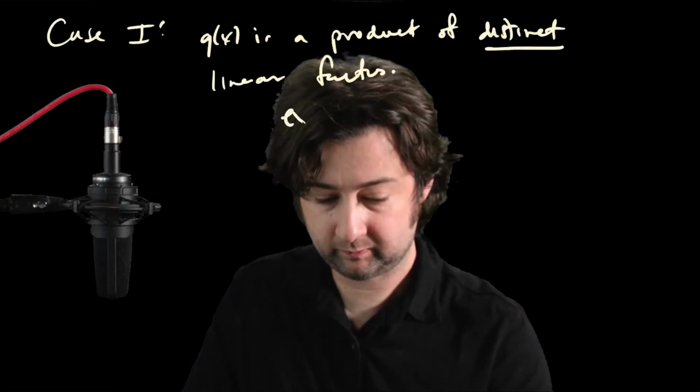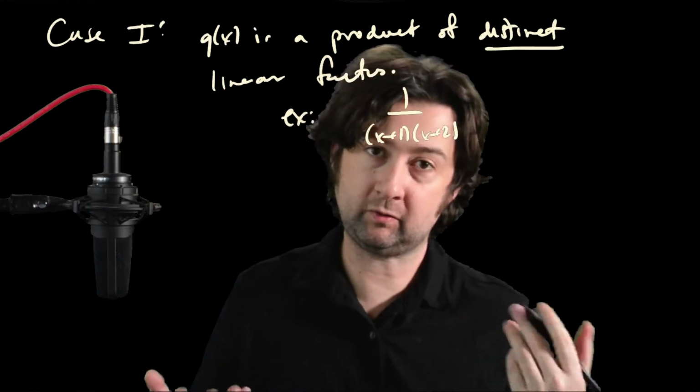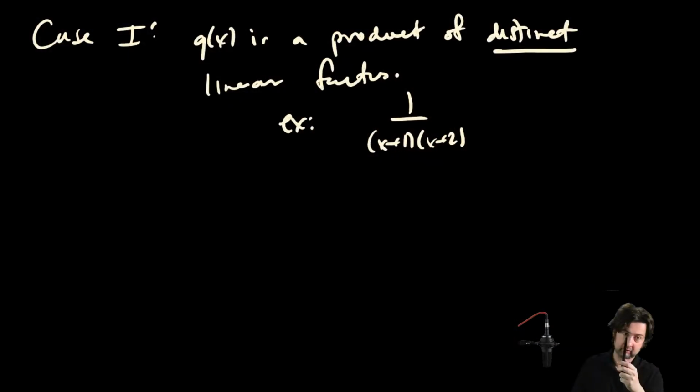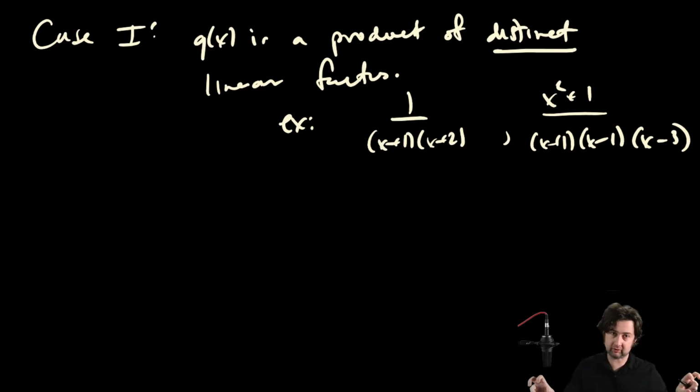As an example here, something like 1 over x plus 1 times x plus 2. This is a rational function that has two linear terms, and you can tell that the terms are different, so it is a product of distinct linear factors in the denominator. And this only applies to the denominator. Okay. As another example, something like x squared plus 1 over x plus 1, x minus 1, x minus 3. The denominator is a product of distinct linear factors. The idea of partial fractions is that any rational function can be broken up into very simple fractions, and the simple fractions that you get are easy to integrate.